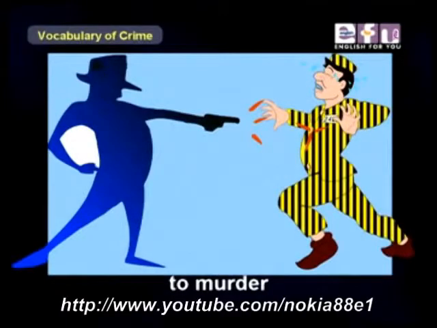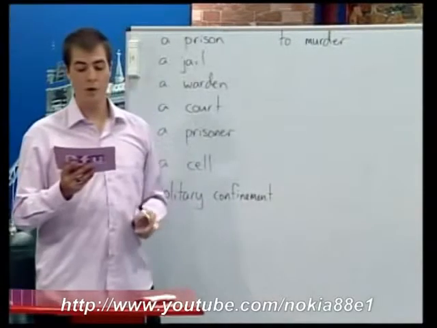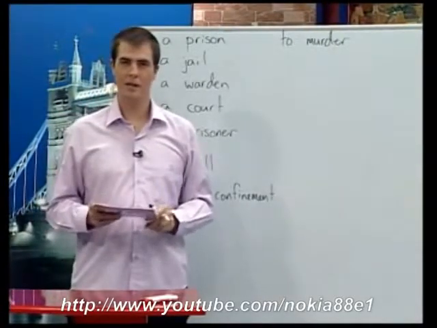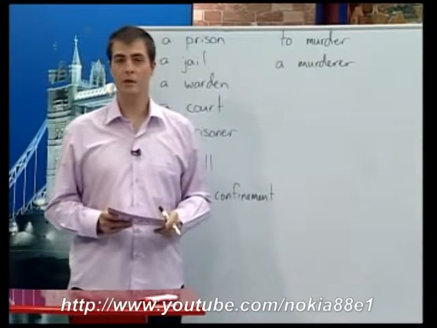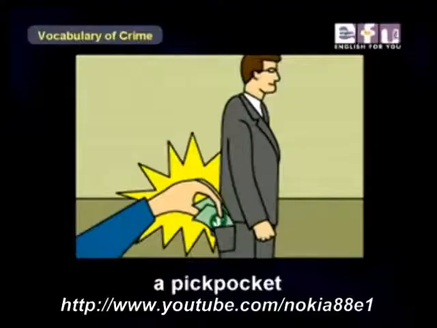Okay, we have a verb now. The verb is to murder. To murder is to kill someone deliberately and illegally. And now we have a murderer. A murderer is a person who commits murder.